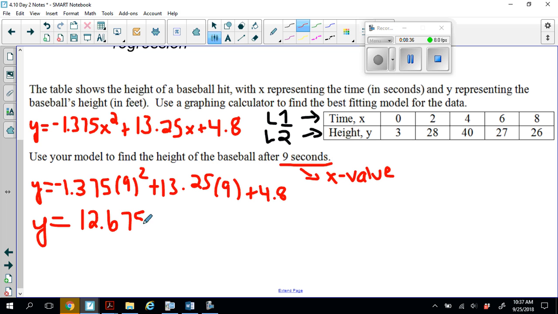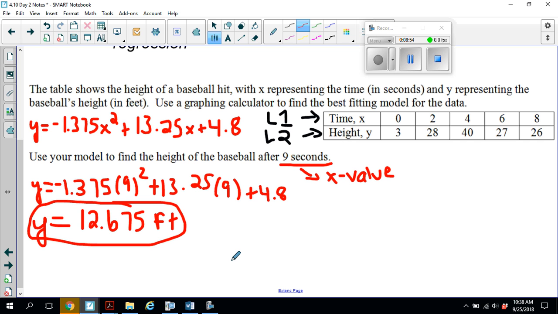Now, because it's a real world problem, we need to use our labels or units. And if we kind of go back to our sentences, it says the height is represented in feet. So make sure you put feet here. So our answer is, after 9 seconds, the height of the baseball is 12.675 feet.